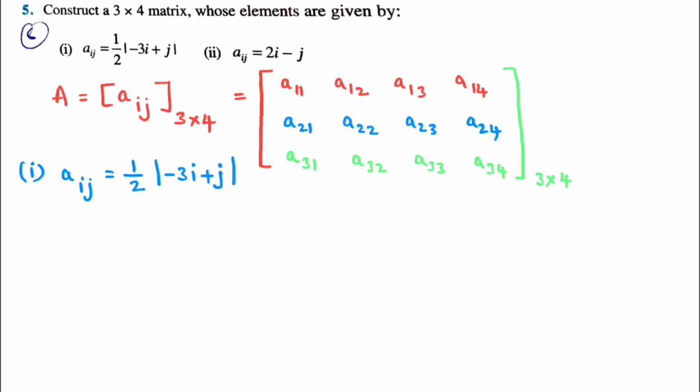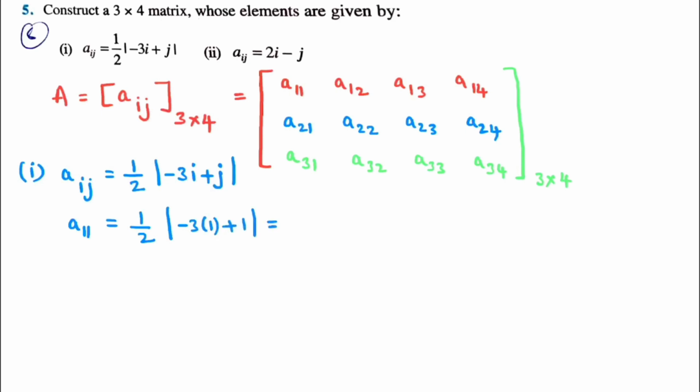Okay, what you need to find? You need to calculate A11, A12, A13, A14, all those things. Okay, so you must know about the modulus function, basic. First what I'll do, I'll calculate A11. In place of i, 1. In place of j, 1. Okay, start writing. 1 by 2 into modulus of minus 3 into, in place of i, 1, plus in place of j, 1.